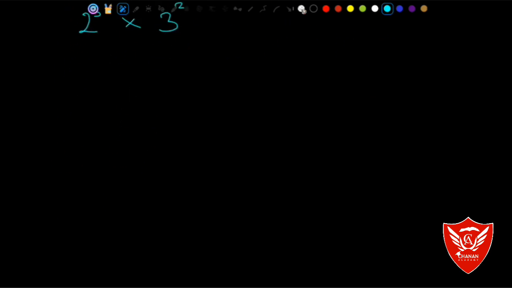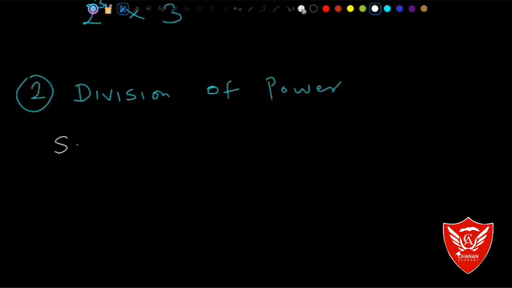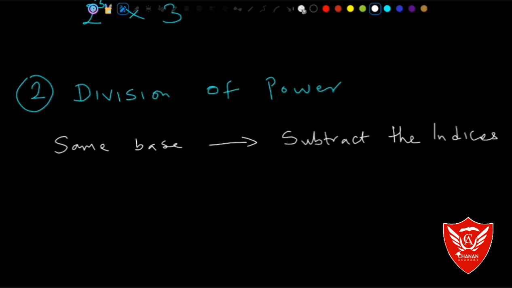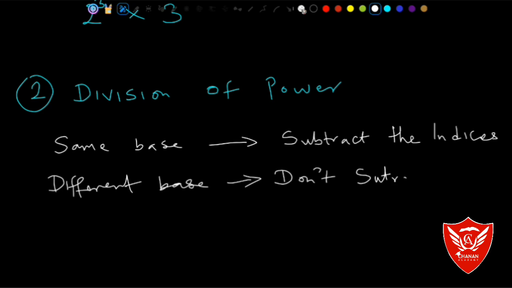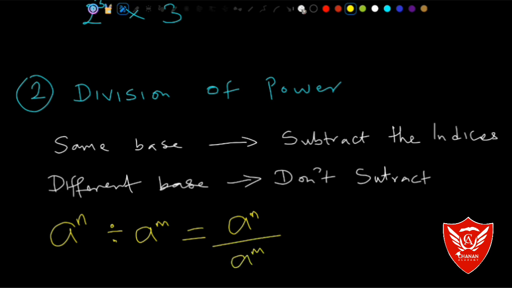Alright, so the second law we'll look at is for the division of powers. Same base, you subtract the indices. Different base, you don't subtract. So that means if we have a raised to the power of n divided by a raised to the power of m, which is the same thing as a raised to the power of n over a raised to the power of m, this is going to be equal to a raised to the power of n minus m.